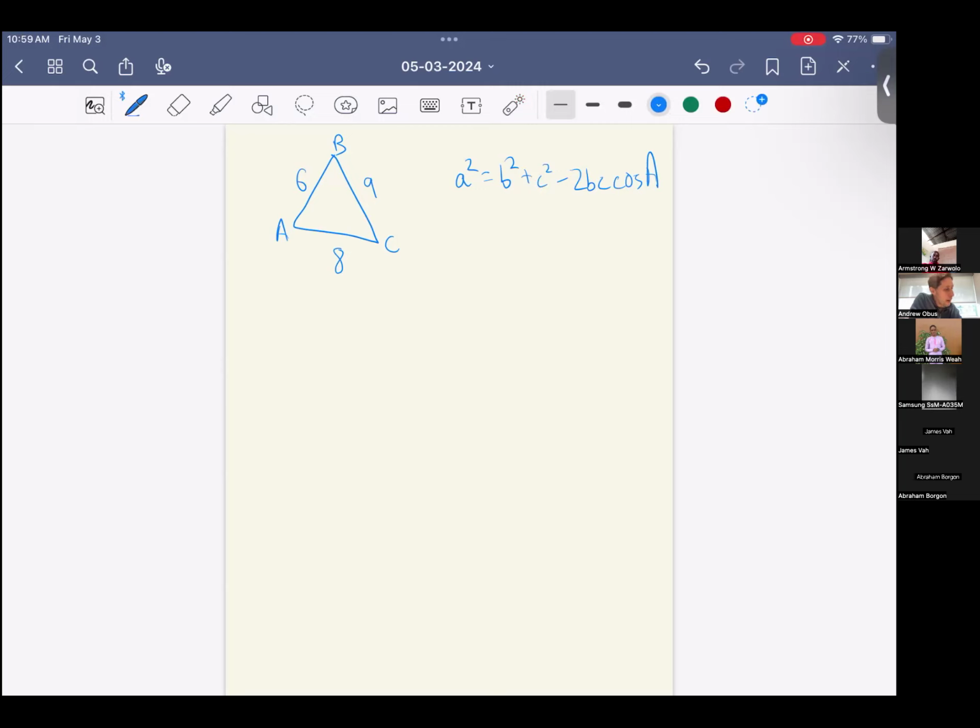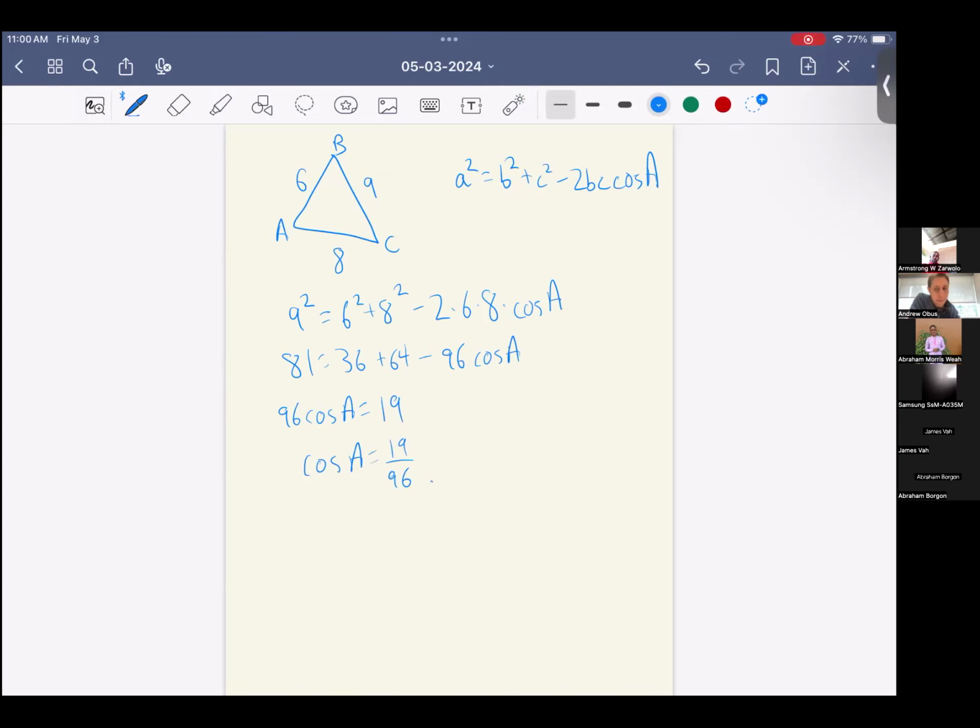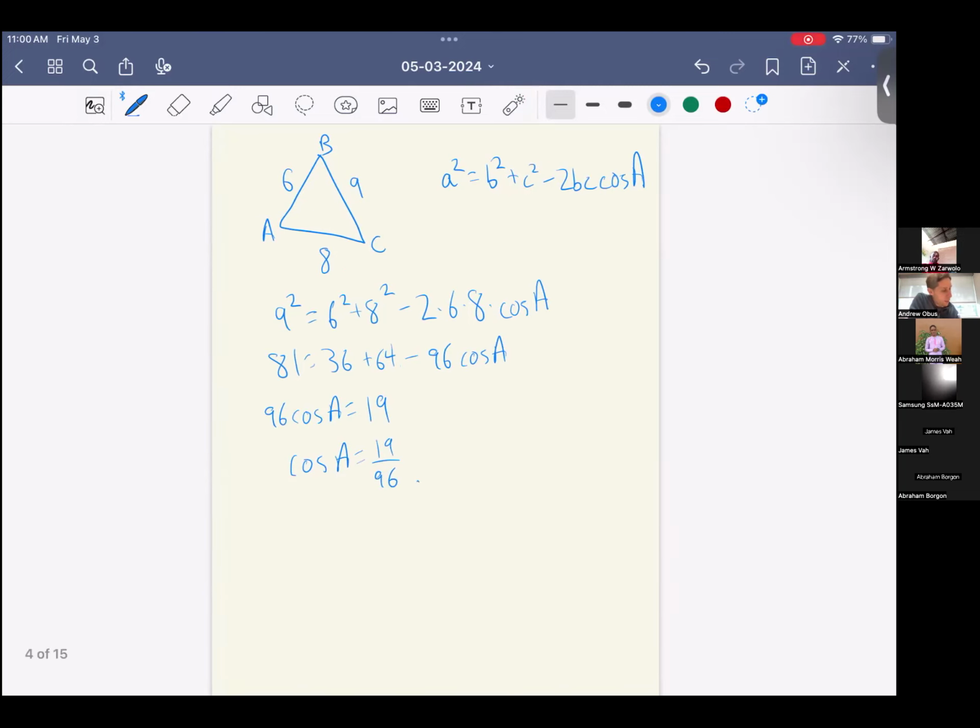So in this case, we have that 9 squared is equal to 6 squared plus 8 squared minus 2 times 6 times 8 times cosine of A, or 81 equals 36 plus 64 minus 96 cosine of A. That gives us that 96 cosine of A is equal to 19. And then cosine of A is equal to 19 over 96. And this is still positive, so A is also acute.